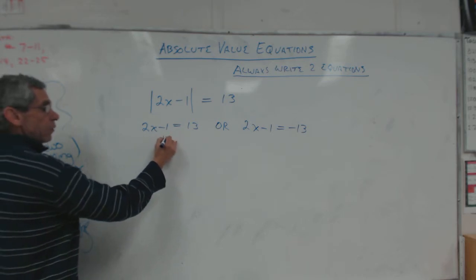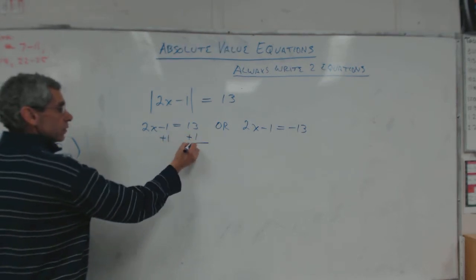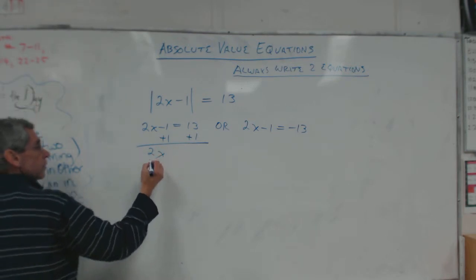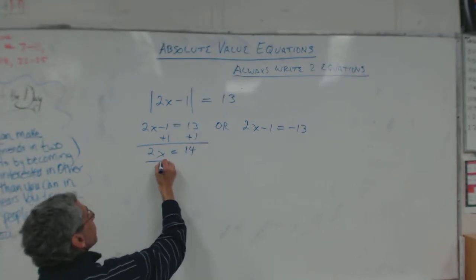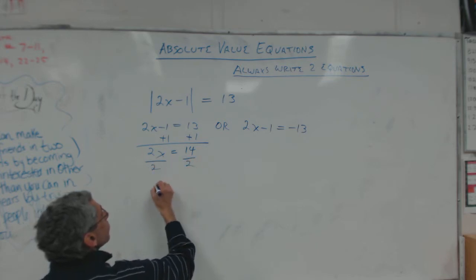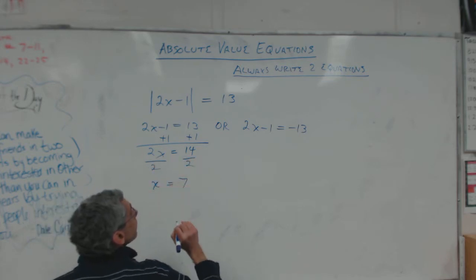So now we're going to add 1 first. And I have 2x is equal to 14. And then I can divide by 2. x is equal to 7.